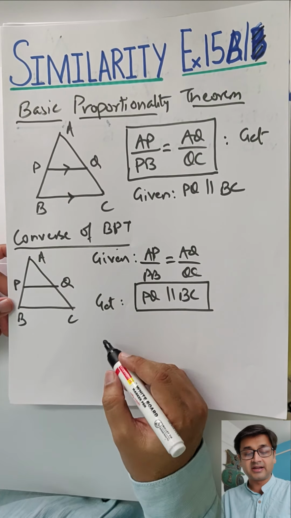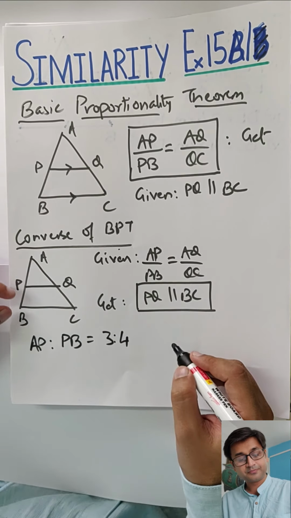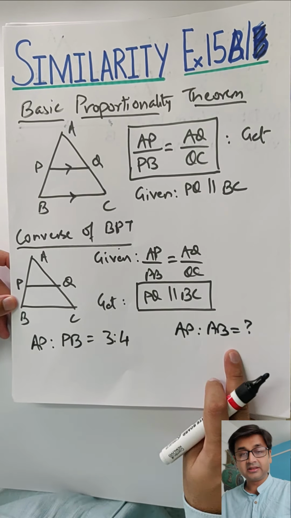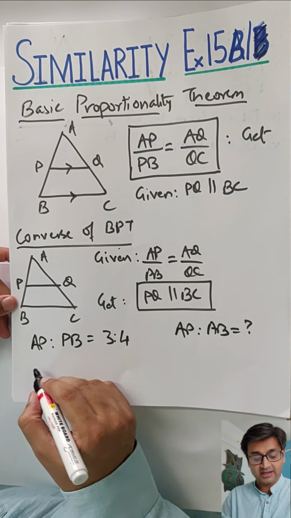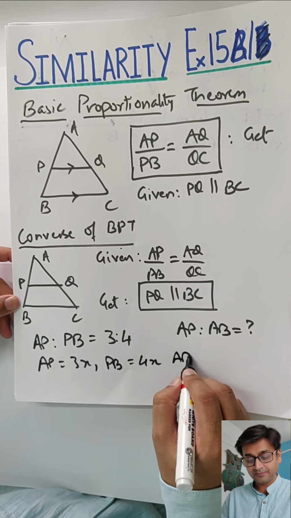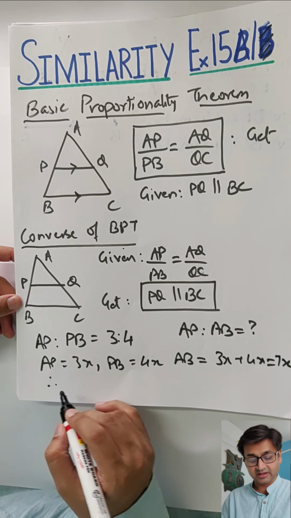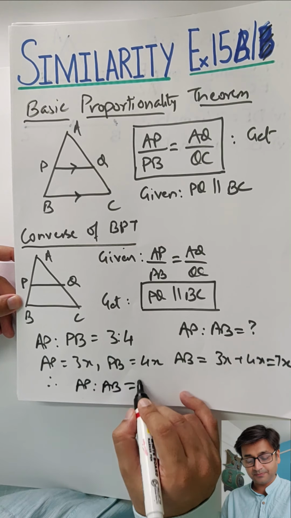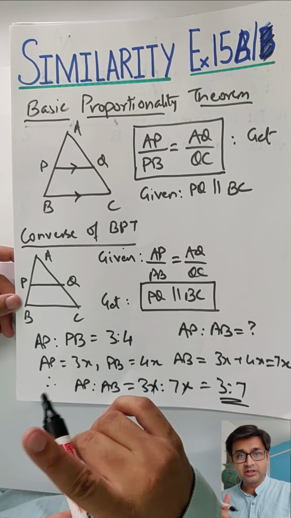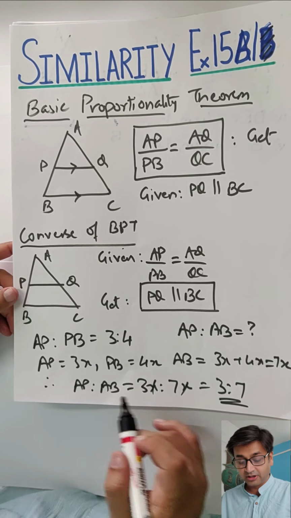The second thing you need to understand is the X method. Let's say they tell you AP ratio PB is 3 ratio 4, and they ask you what is AP ratio AB. In that case we use the X method: you will say AP is 3x and PB is 4x. So AB will become 3x plus 4x, which is 7x, and therefore AP ratio AB will be 3x ratio 7x, x cancels, so 3 ratio 7. You can do this mentally also. If this is 3x, this is 4x, how much is AB? 3 plus 4, 7x. But you need to use x.